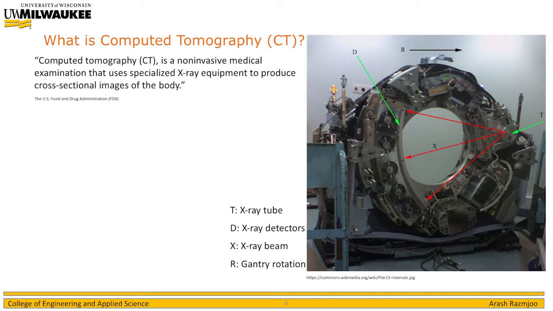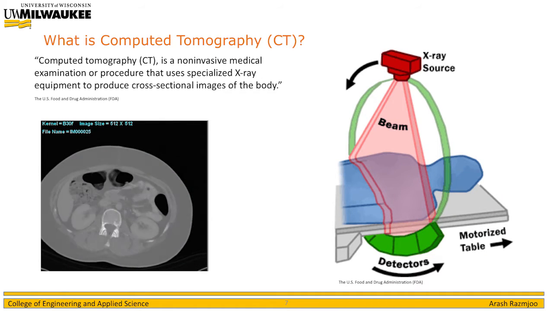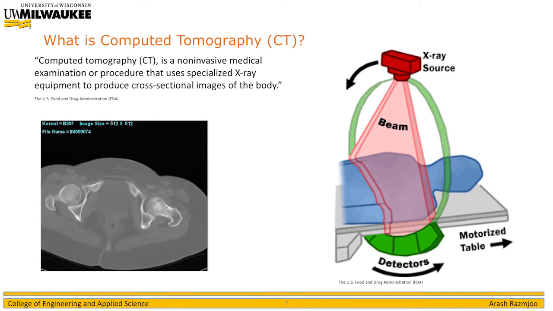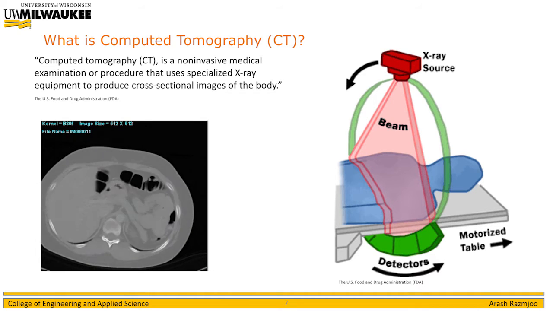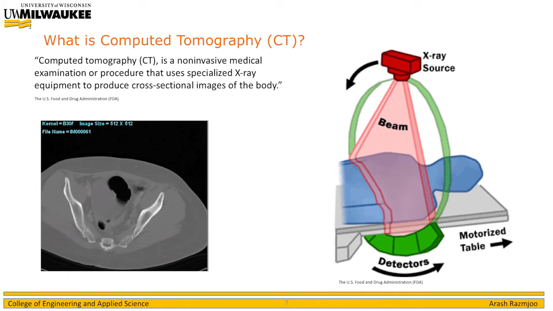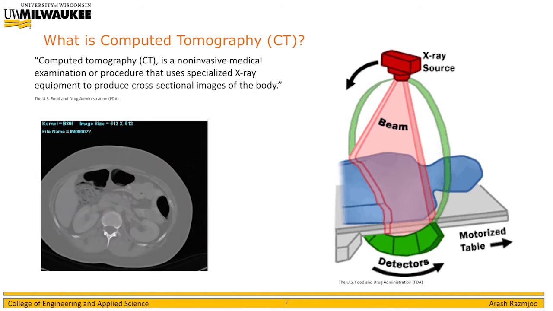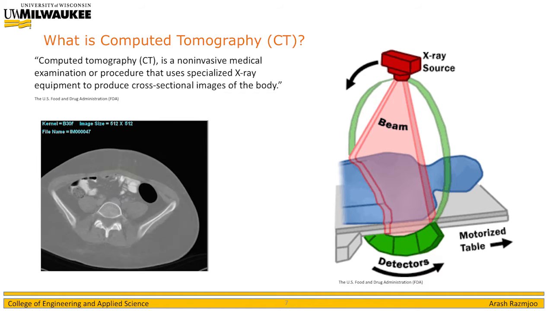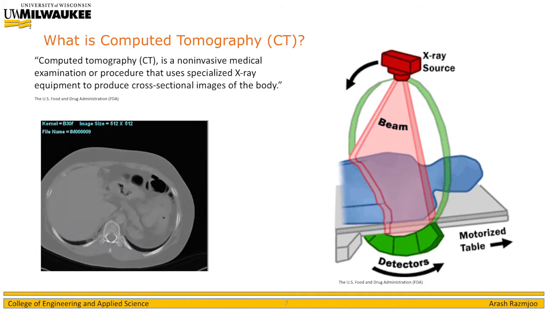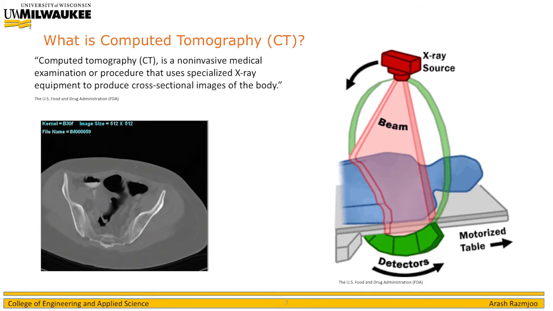By simultaneous rotation of the gantry and movement of the patient table, we can have slice by slice X-ray images of the body organ. Here is an example, an animation of the CT images, slice by slice. Here you can see the vertebra, and then you can see the hips, sacrum, and femur from the top to the bottom of the body.